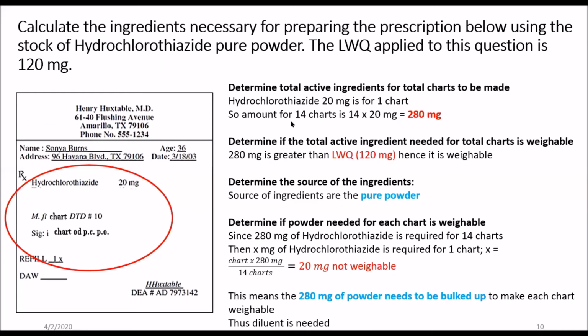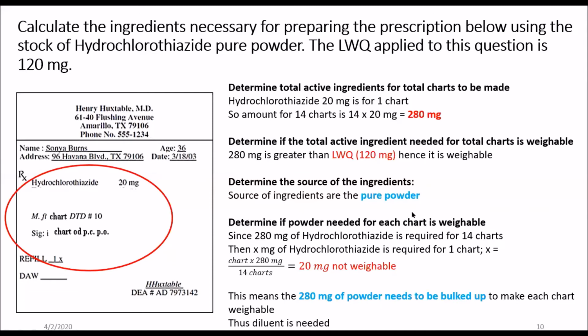So we're extemporaneously compounding for 14 charts, and that value is 280 milligrams of the pure hydrochlorothiazide powder. We have to then determine if 280 milligrams of hydrochlorothiazide powder to prepare 14 charts is weighable. Yes, it is, because the least weighable quantity is 120.